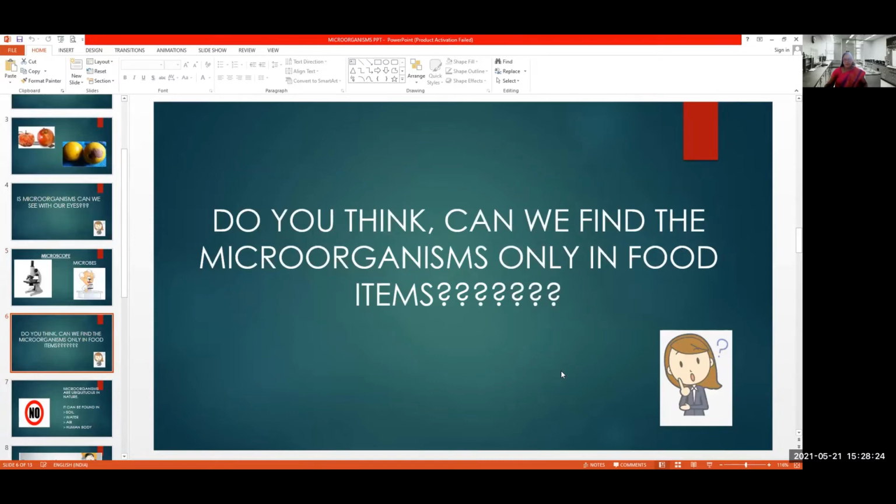Do you think we can find the microorganisms only in food items? Because in the previous slide I have shown only the food items and I have talked about only the edible items. Am I right? Do you think we can find the microorganisms only in food items? Yes, no. Okay, very good. I think everyone understood what microorganisms are now. Could you tell me where we can find the microorganisms apart from food items? Anyone? Soil, yes, water, yes, then air. Only that? Soil, water, and air?